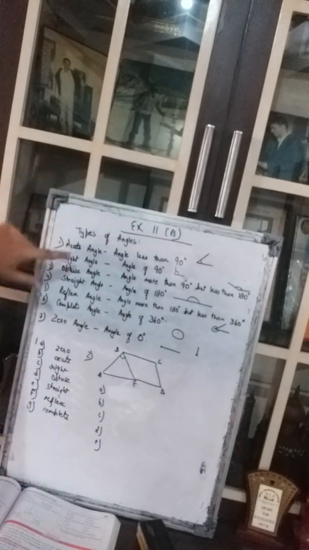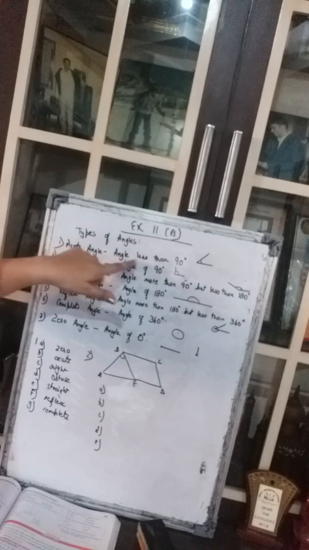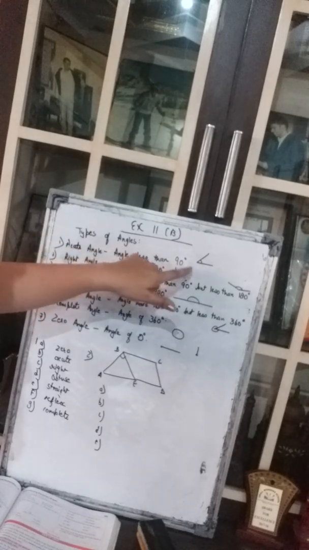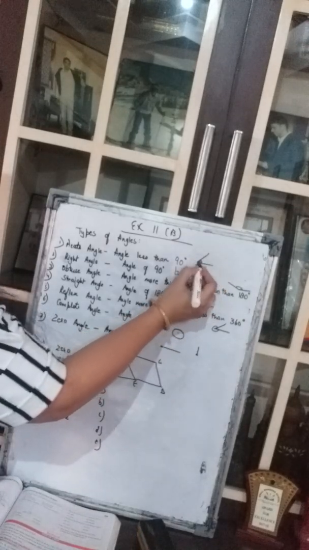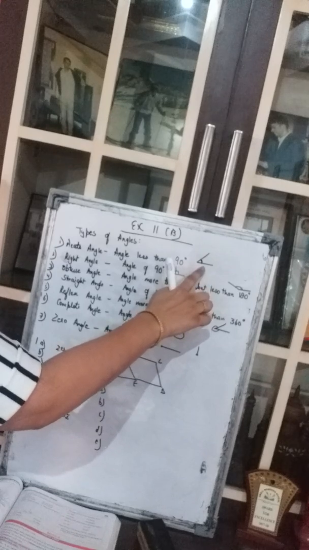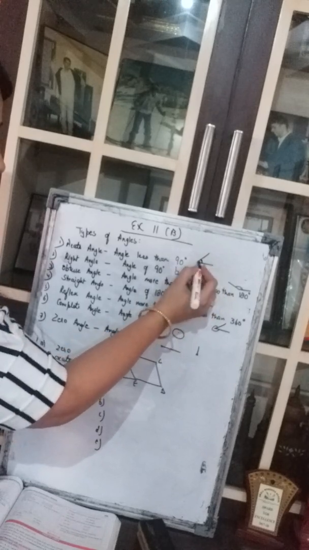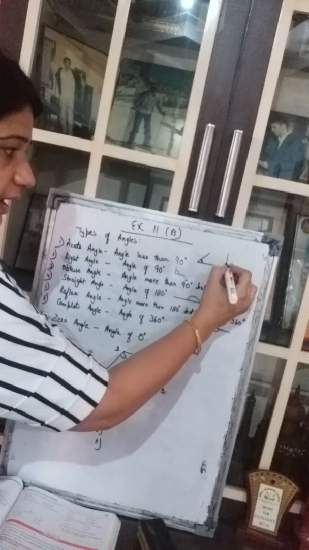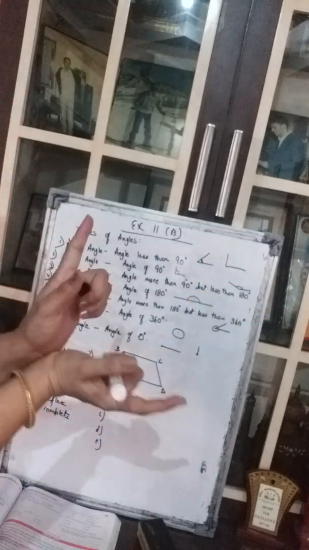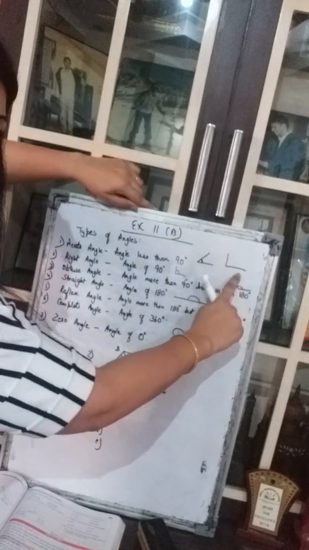So first is the acute angle. The angle which is less than 90 degrees is called an acute angle. Suppose you draw the figure also and mention this angle is an acute angle. Why? Because this is less than 90 degrees. 90 degrees is what? 90 degrees is always at the straight line. When two lines meet each other and are absolutely straight like this, they make 90 degrees.